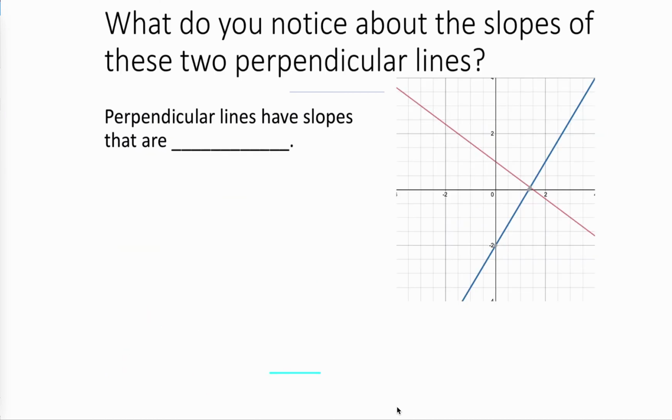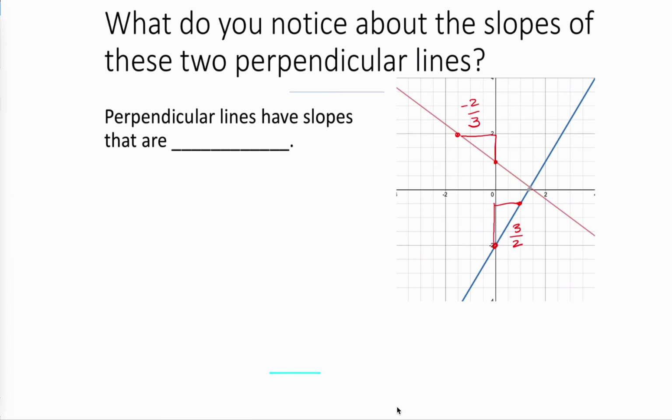What do you notice about the slopes of these two perpendicular lines? So if we pick 2 points here and we find the slope of this blue line, it is a rise of 3 and a run of 2. So that's a slope of 3/2. And if we pick 2 points on the red line, it's a rise of 2 and a run of -3. So it's a slope of -2/3.